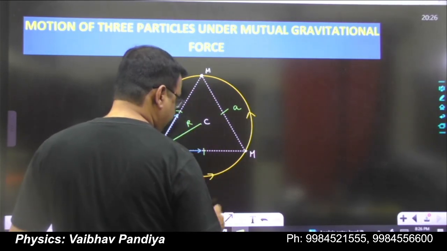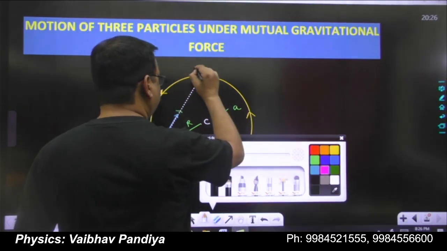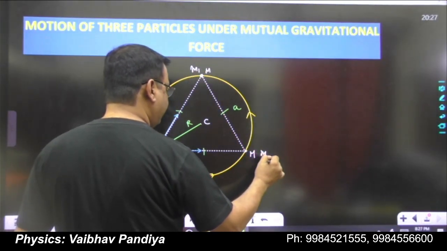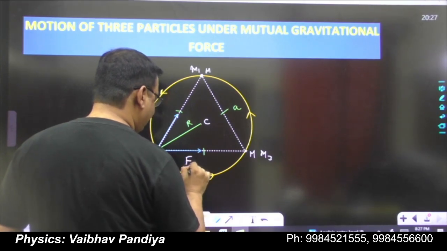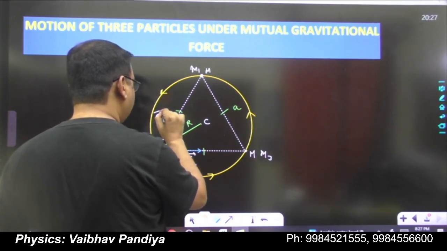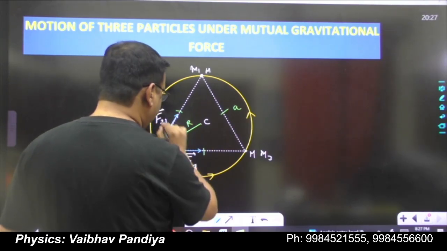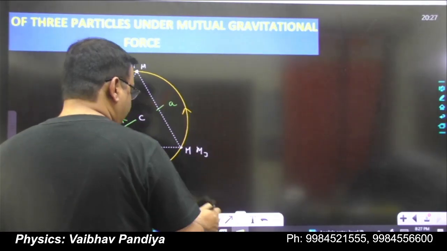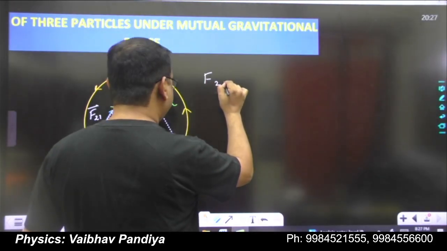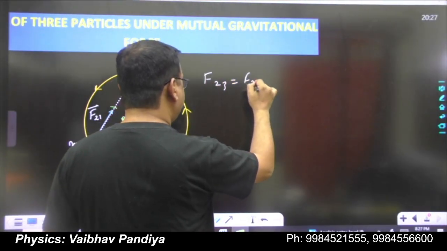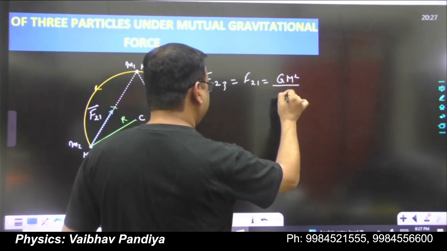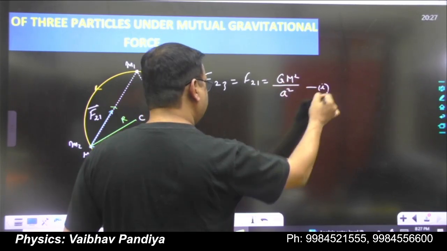Say I'm taking this particle as M1, this is M2, and this is M3. So this will be the force on 2 by 1, and this is the force on 2 by 3. In fact, both forces will have the same magnitude by Newton's law of gravitation. F23 is equal to F21, which is G m square divided by a square, correct?